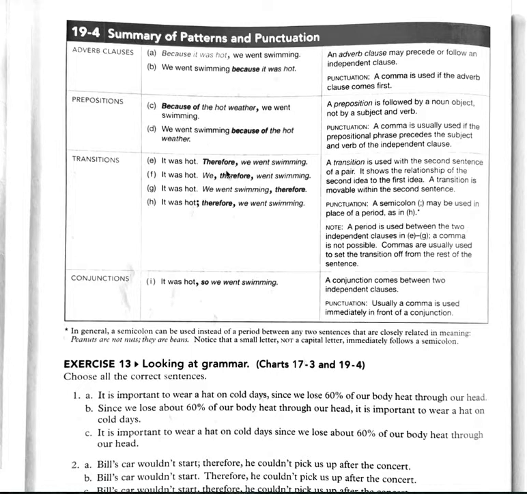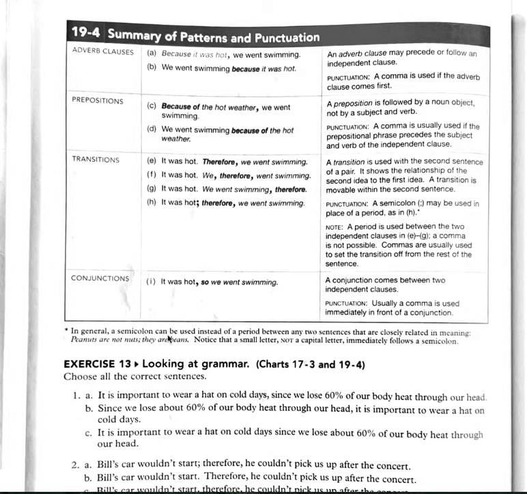Now remember yesterday we also looked at how the transition can come at the beginning of the sentence, followed by a subject and verb, or we can have subject, transition, verb, or we can have subject, verb, rest of sentence, comma, transition at the end. All three are correct. Now a conjunction. It was hot, comma, so we went swimming. A conjunction comes between two independent clauses. Punctuation. Usually a comma is used immediately in front of a conjunction. So you notice here, usually we use it if they are independent clauses. Okay?